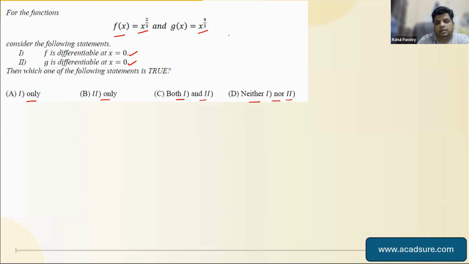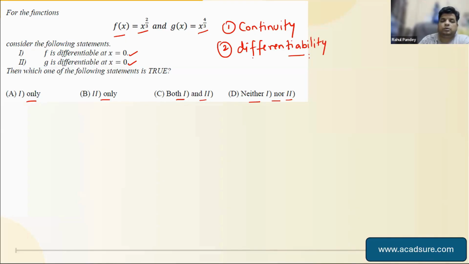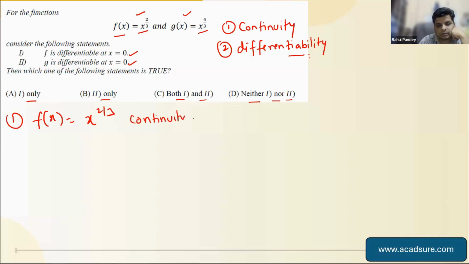So to check for differentiability, the steps are: first check for continuity. If the function is continuous at the given x, then we check the differentiability. Although some may assume that the functions are already continuous at x = 0 for f(x) and g(x), we will check the continuity also. So f(x) = x^(2/3), continuity at x = 0.